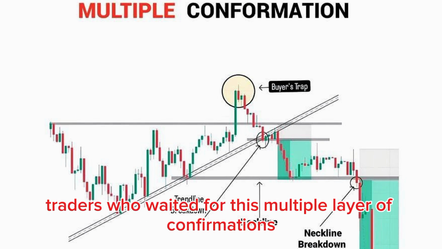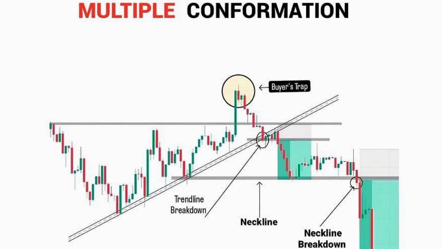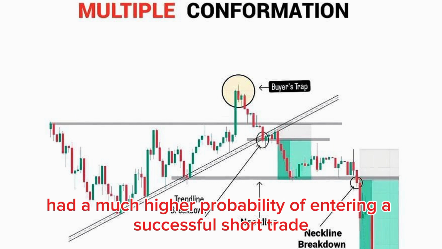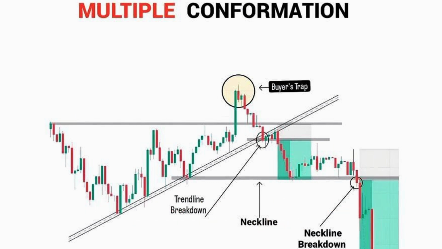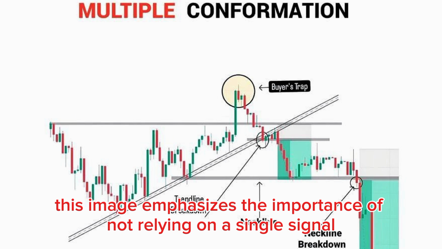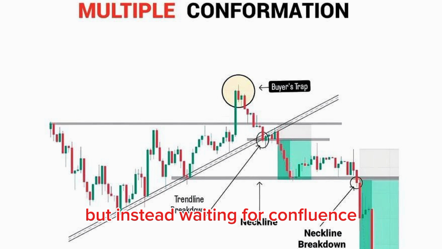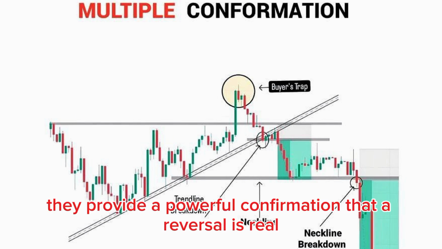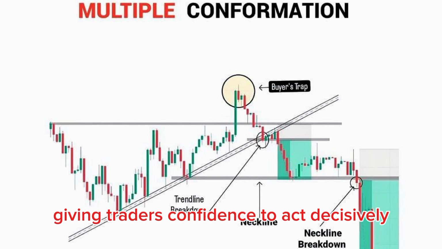Traders who waited for this multiple layer of confirmations, buyer's trap, trend line breakdown, and neckline breakdown, had a much higher probability of entering a successful short trade. This image emphasizes the importance of not relying on a single signal, but instead waiting for confluence. When multiple factors line up, false breakout, trendline failure, and key support break, they provide a powerful confirmation that a reversal is real, giving traders confidence to act decisively.